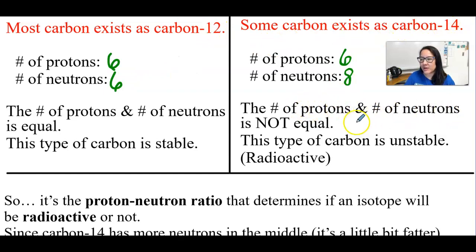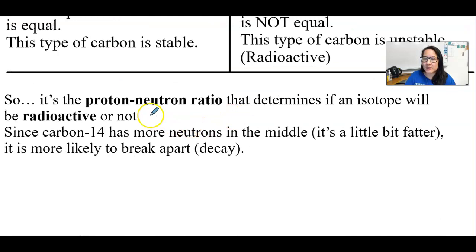The number of protons and number of neutrons in this case are not equal to each other, and so this type of carbon is considered unstable or radioactive. So it's the proton-neutron ratio that determines if an isotope will be radioactive or not. Since carbon-14 has more neutrons in the middle, it's a little bit fatter. It is more likely to break apart or decay.